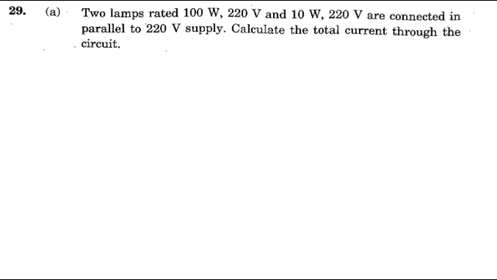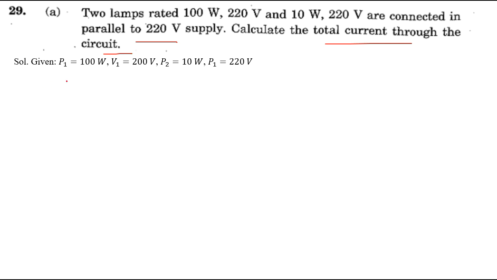Now moving further to the next question. It says two lamps rated 100 watt 220 volt and 10 watt 220 volt are connected in parallel to a 220 volt power supply. Calculate the total current flowing through the circuit. These types of questions we have also discussed in class. See how we are going to solve this question. First of all, write whatever things are given. So we write: given that P1 is 100 watt, and for this P1, V1 is given as 220 volt. It is written 200 by mistake here; it is 220 volt. And P2 is given as 10 watt, and V2 is given as 220 volt again.